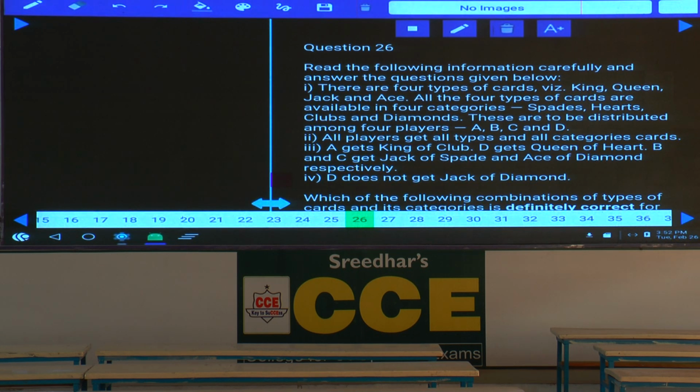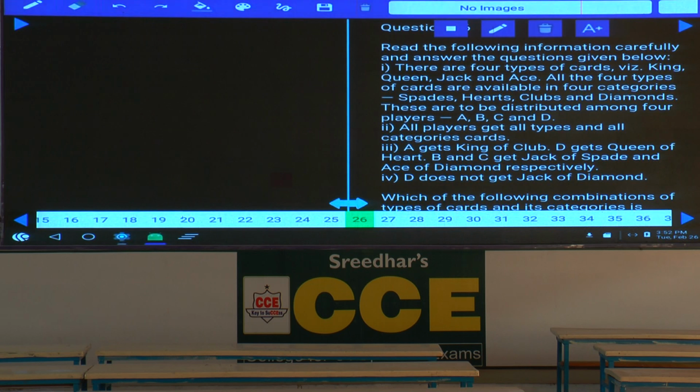King, Queen, Jack, Ace. In each of these there is a King spade, King heart, King club, King diamond. Similarly all of these. Hence 4 into 4, we have 16. As 16 are there, now we need to finalize 16 possible spaces. Then how to finalize this? Then these are to be distributed among the 4 players. Only 4 players are there. As 4 players are there, now I am fixing this like this.